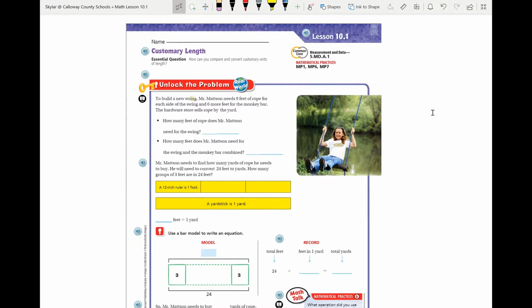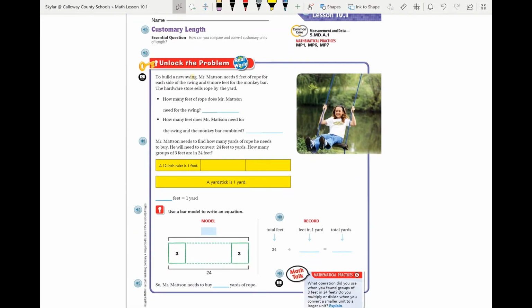There's going to be a helpful little chart on the second page, so I won't draw it out yet. Number 1. To build a new swing, Mr. Matson needs 9 feet of rope for each side of the swing and 6 more feet for the monkey bar. The hardware store sells rope by the yard. So Mr. Matson needs to find out how many yards of rope he needs to buy.